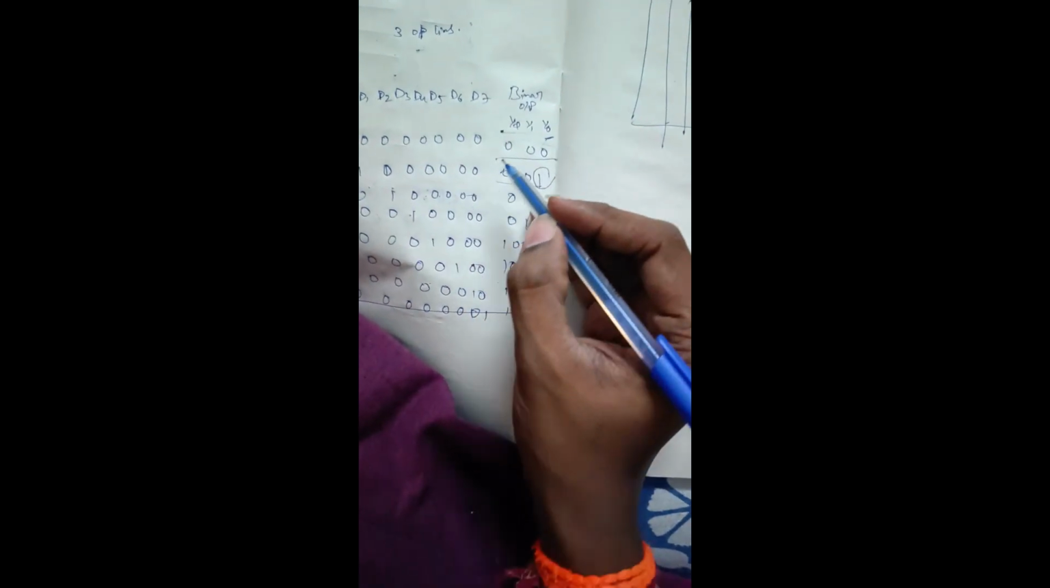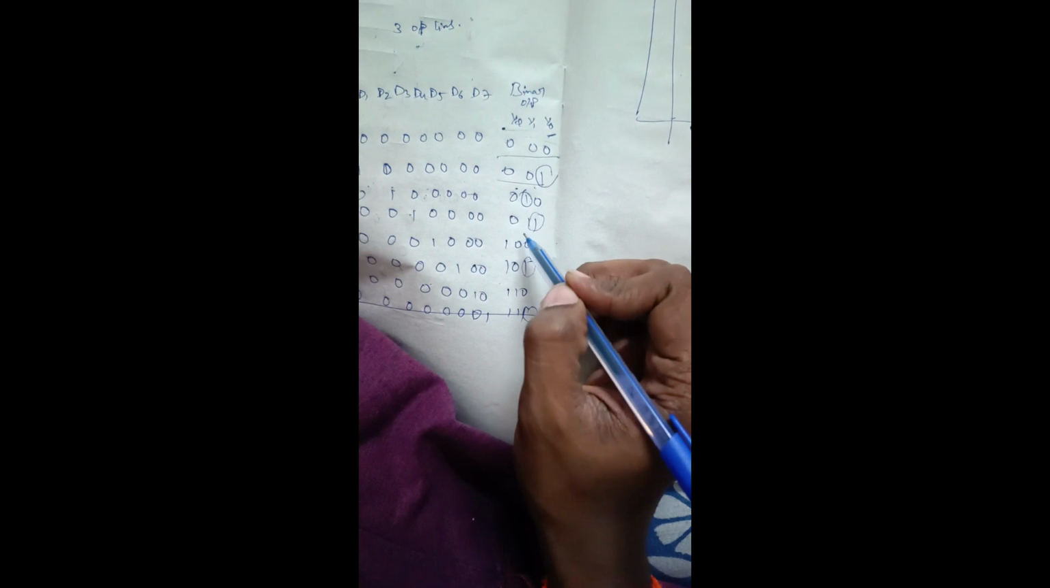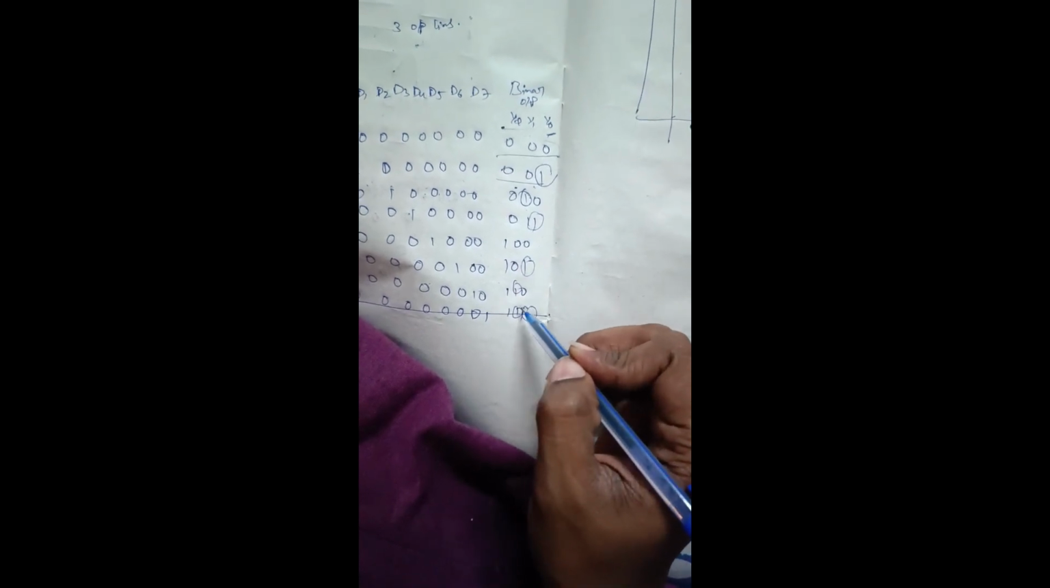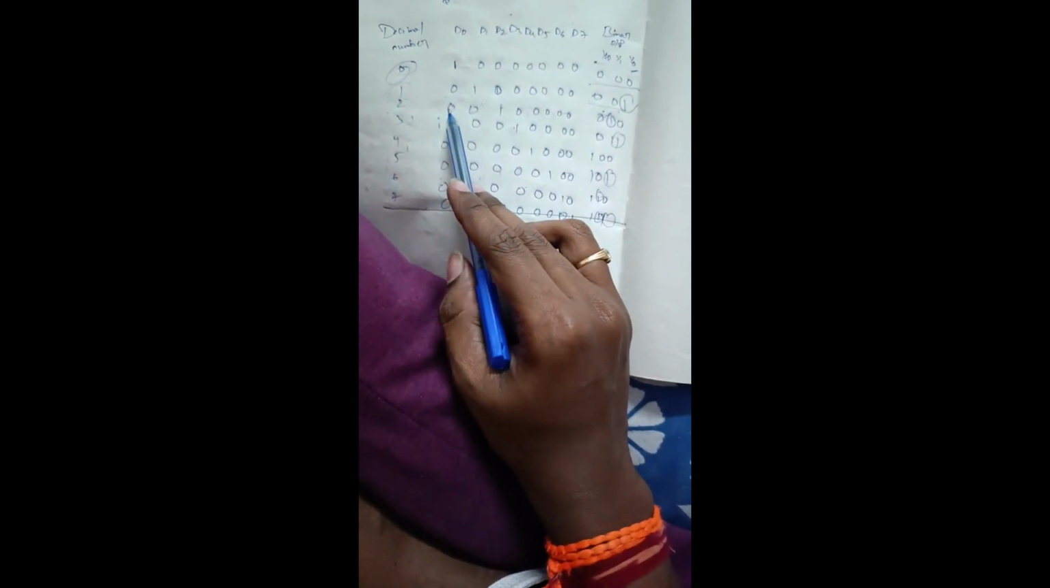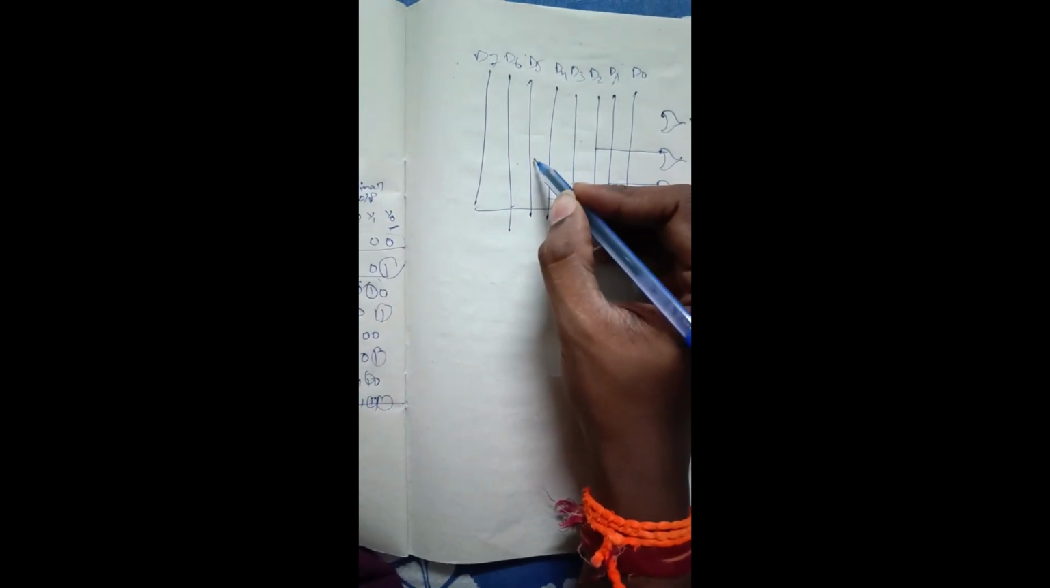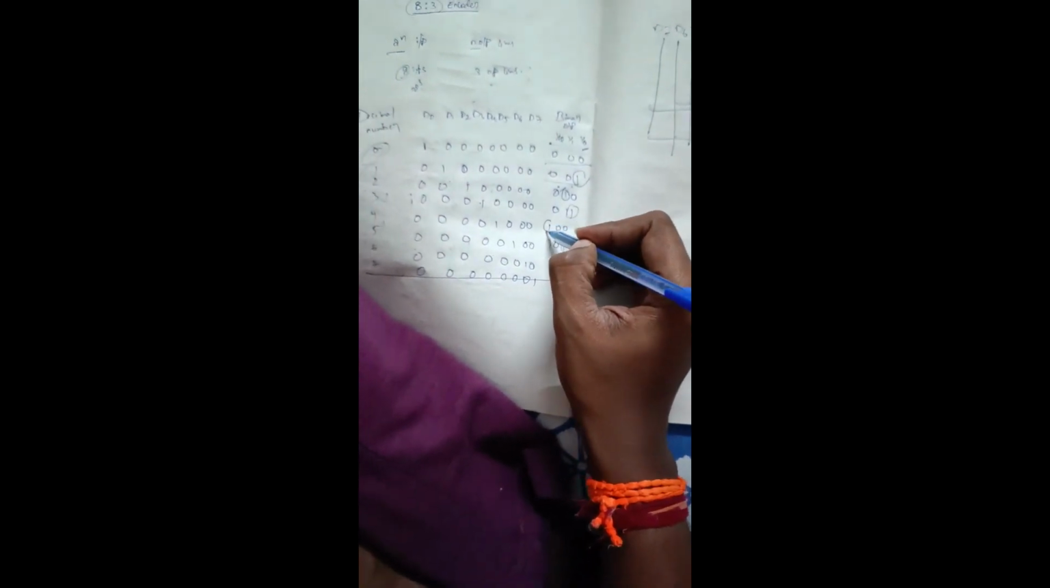And for Y1 where do we get ones? Here and here and here, right? So what are the numbers? 2, 6 and 7. And for Y2, which is nothing but this, 4, 5, 6, 7, right? So I am drawing all the lines and connecting these lines to the OR gates. So in this way the encoder logic diagram will be there for the 8:3 encoder.